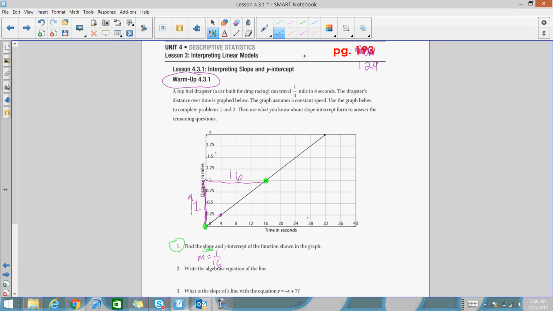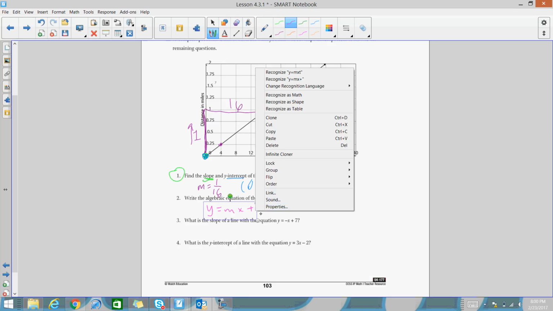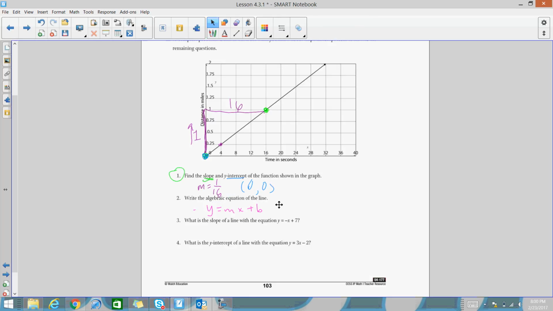Now my y-intercept is where I start, which is 0, 0. That's your y-intercept. The next step says write the algebraic equation of a line. The equation of a line is y equals mx plus b. So our equation is going to be y equals 1/16 x plus 0, or I would just write it like this.